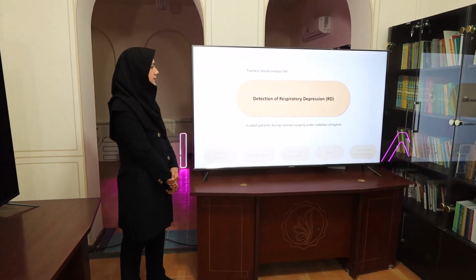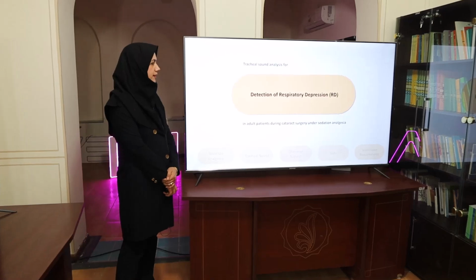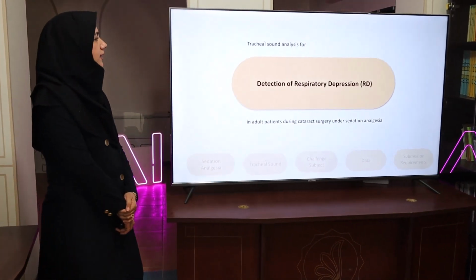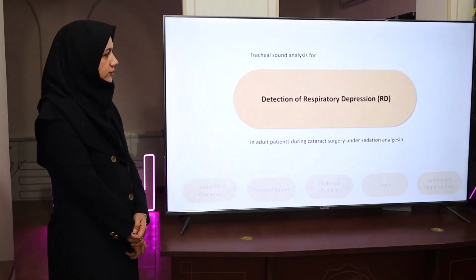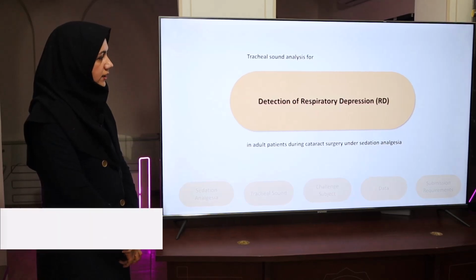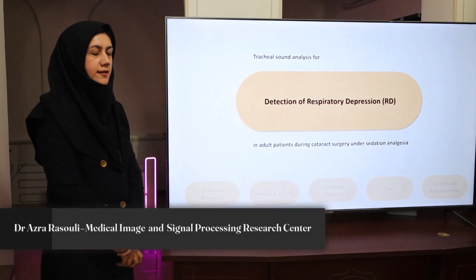Bismillahirrahmanirrahim. One of the challenges that has been considered for the second IAI competitions is the tracheal sound analysis for detection of respiratory depressions in adult patients during cataract surgery under sedation analgesia.